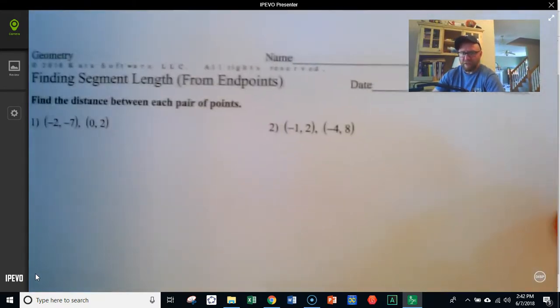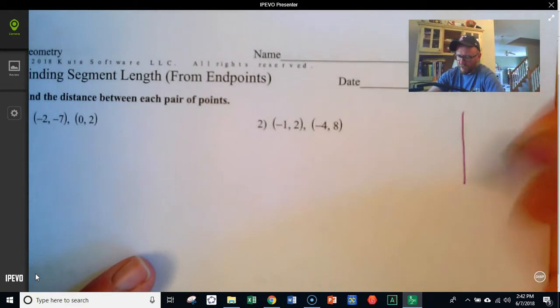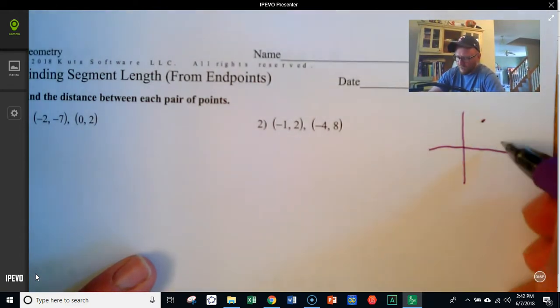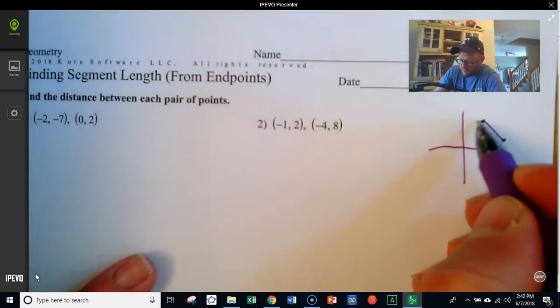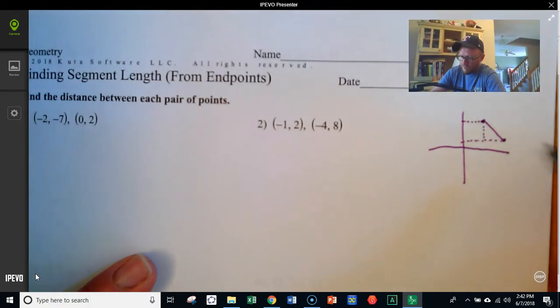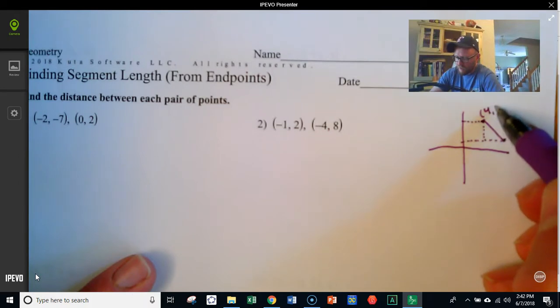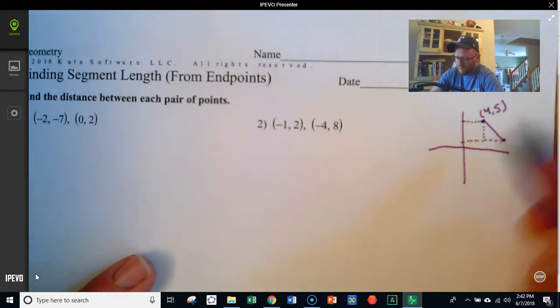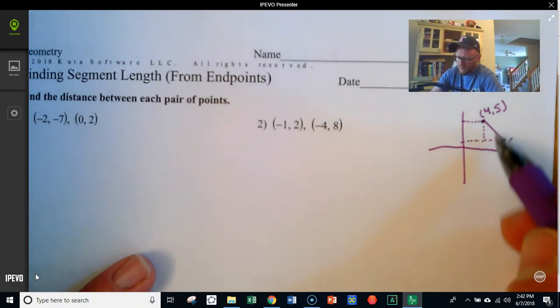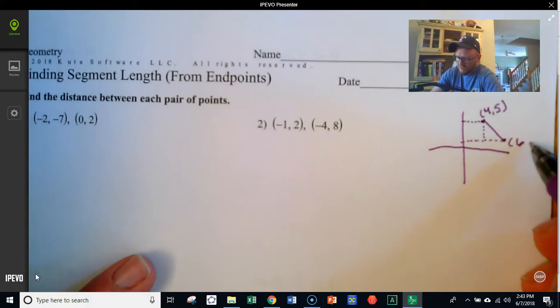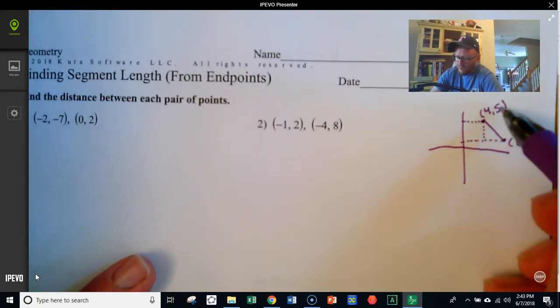Let's just make a little sketch over here. If I have, say, a point here and a point here, and I want to find out what the two legs of that right triangle are going to be, for example, I'll make this point (4, 5), and this point down here, let's call it (6, 1). Notice that this y coordinate right here is a 1, and this y coordinate is a 5.